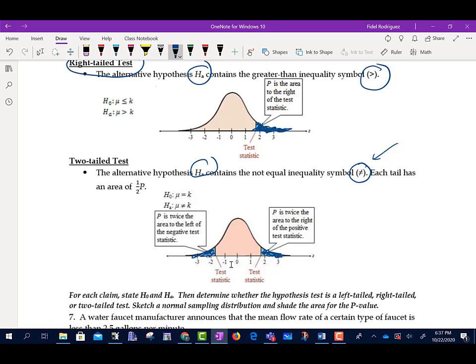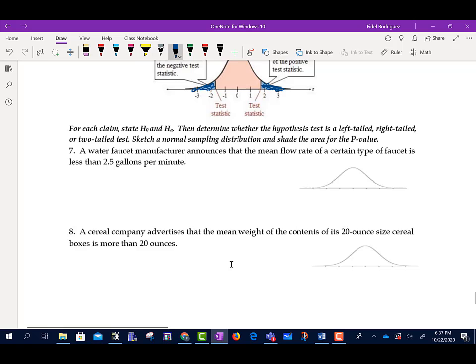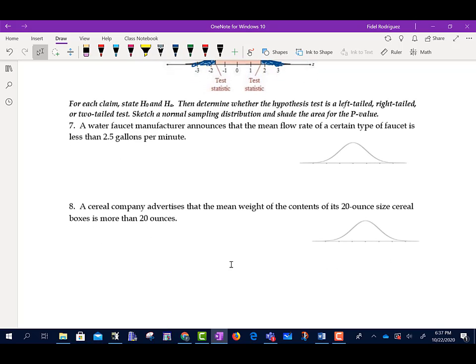Okay. Now it says, for each claim, state the null and the alternate, then determine whether the hypothesis test is a left-tailed, right-tailed, or two-tailed test. Sketch a normal sampling distribution and shade the area for the p-value. Okay, so we've done parts of these problems already before. So this first part is going to be repetition of what we did earlier.